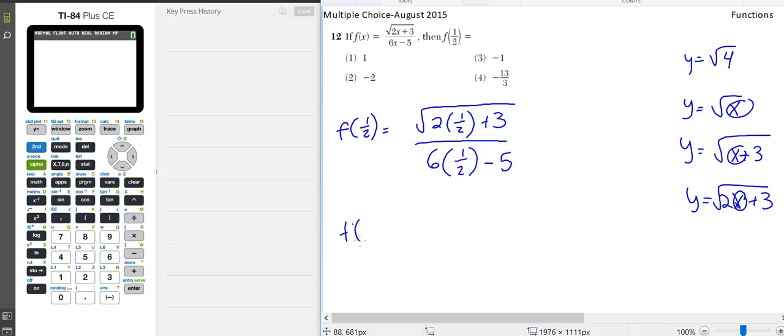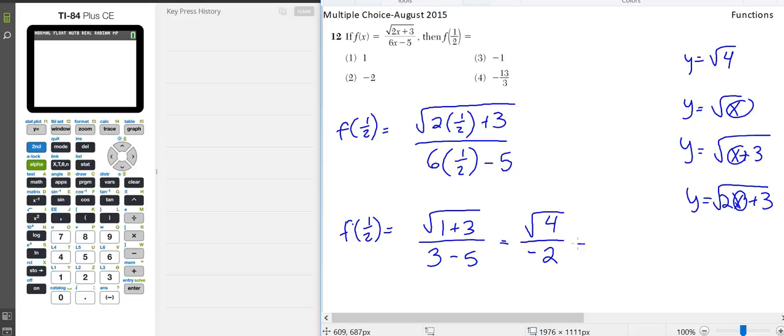So f of 1 over 2 is equal to the square root of 2 times a half is 1, and then we have a plus 3, over 6 times a half is 3, minus 5. So this is equal to the square root of 1 plus 3 is 4, over 3 minus 5 is negative 2. The square root of 4 is 2, and we have it over a negative 2. 2 over negative 2 is negative 1, which is choice 3.